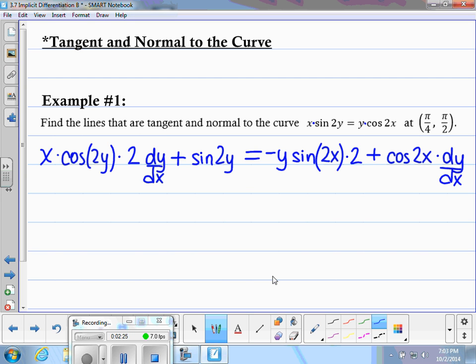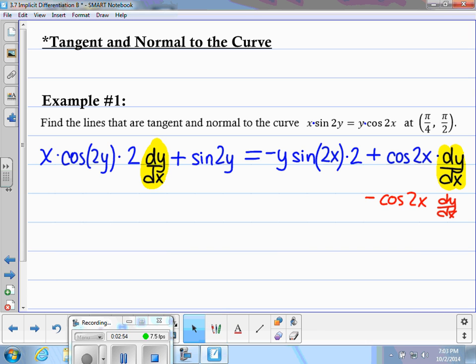So just like before, my job here is now to isolate all the dy dx's. Put them all on one side. So here's a dy dx, and here's a dy dx. So I got to get them all on one side of the equation. And then anything without a dy dx needs to go on the other side. So I'm going to go ahead and subtract this from here, and I'm going to move it to the other side. Okay? So simultaneously, because I think you guys can handle it, I'm going to go ahead and subtract this sine 2y from the left side over to the right side.